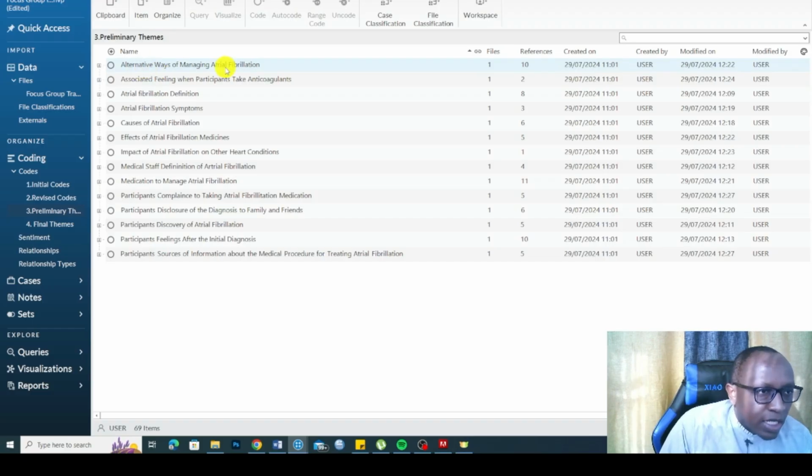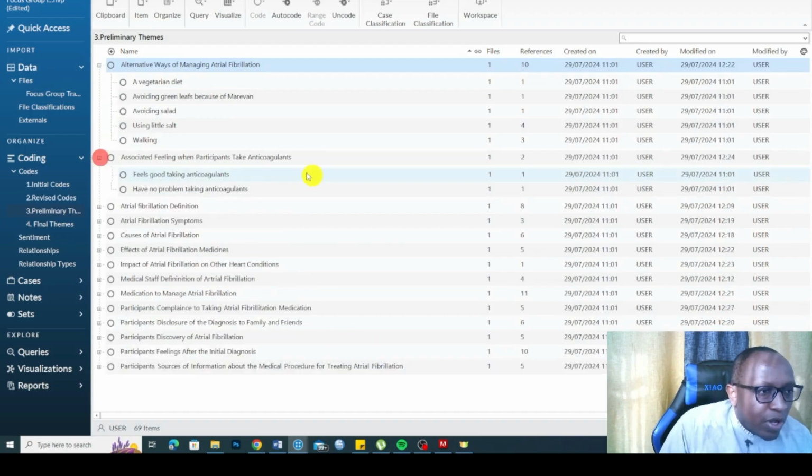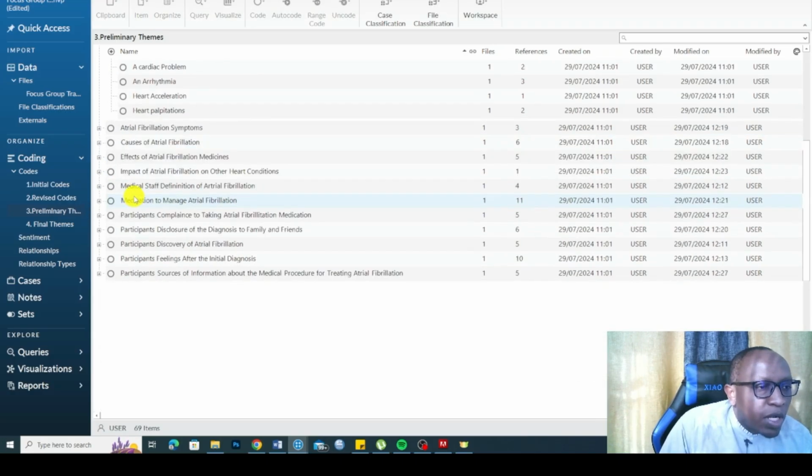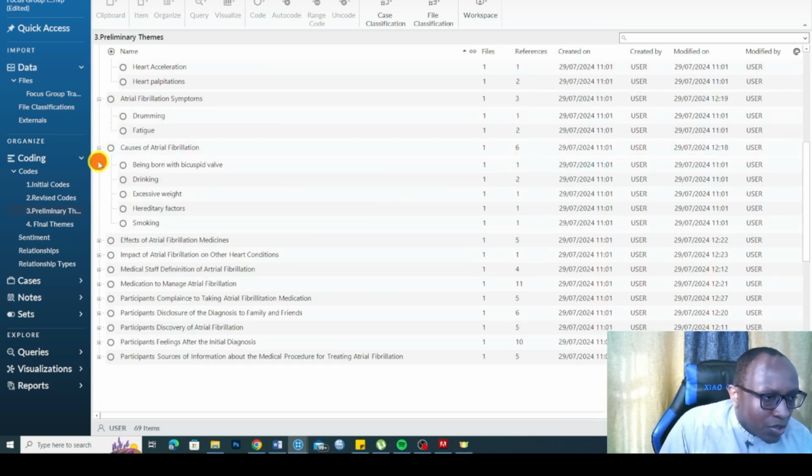We have alternative ways of managing atrial fibrillation. You can see that. We have associated feeding when participants take anticoagulants. We have atrial fibrillation definition, atrial fibrillation symptoms, causes of atrial fibrillation, which include drinking, excessive weight, hereditary factors, and smoking. Remember, these were the codes we began with. These are the codes. This is the preliminary theme.